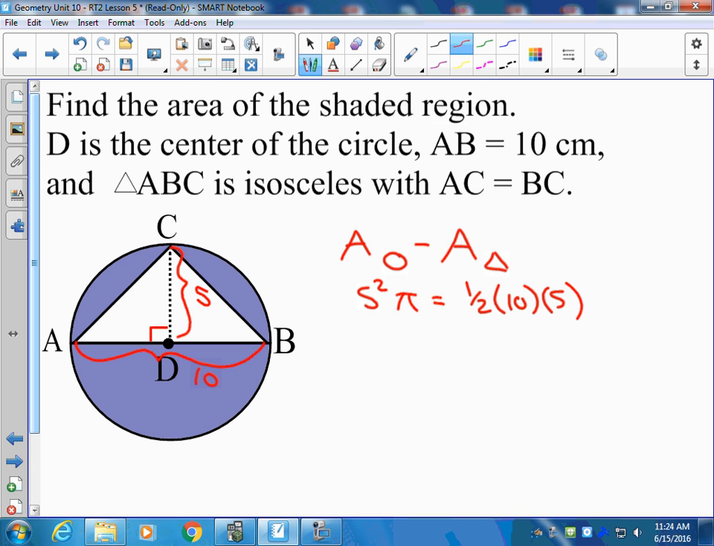Now what we have to remember is that since this is a pi value, it cannot be combined with the other. So anytime you're dealing with a circle, your answer should have pi as a part of it. So we have 25 pi minus 1/2 of 10 is 5, 5 times 5 is 25. So we would want to keep that separate. Or if you're told that you could enter it as a decimal value, then you could use 3.14 for pi to plug in and solve that problem.